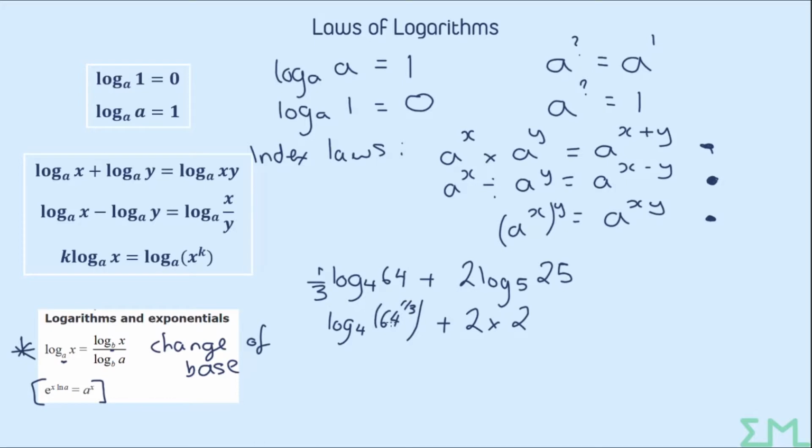Now 64 to the third, that's the cube root of 64, which is 4. So this becomes log base 4 of 4 plus 2 times 2, which is 4. Log base 4 of 4, either straight away you know that that's 1 because you've got used to this rule up here, or you think, okay, log base 4, that means what power of 4 gives me 4? 1. 1 plus 4 equals 5.